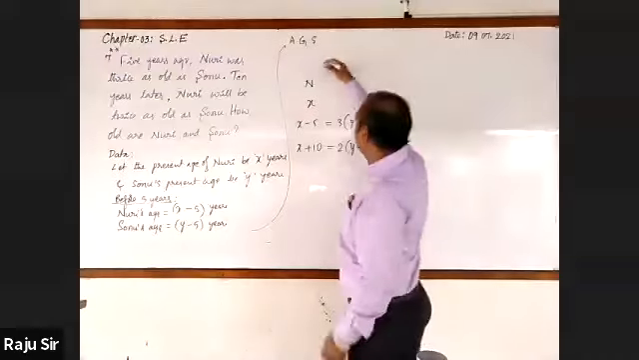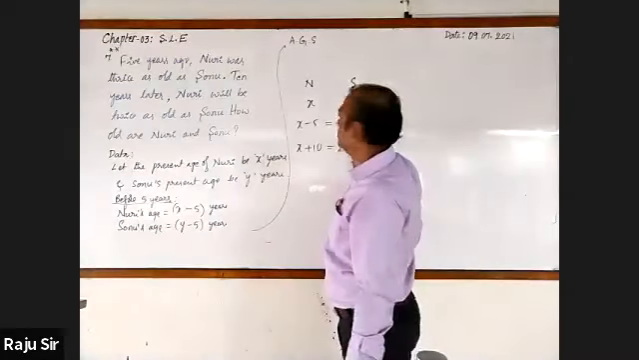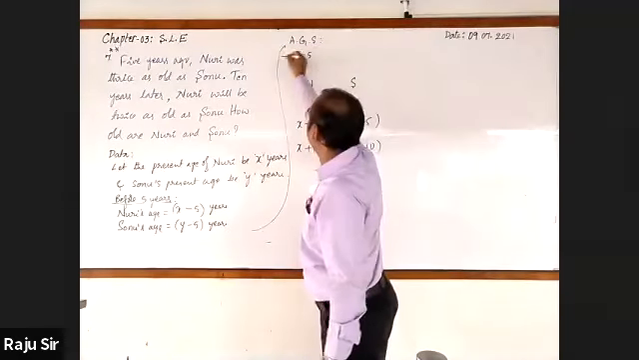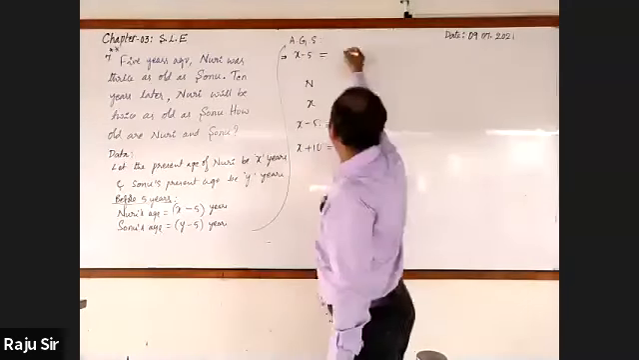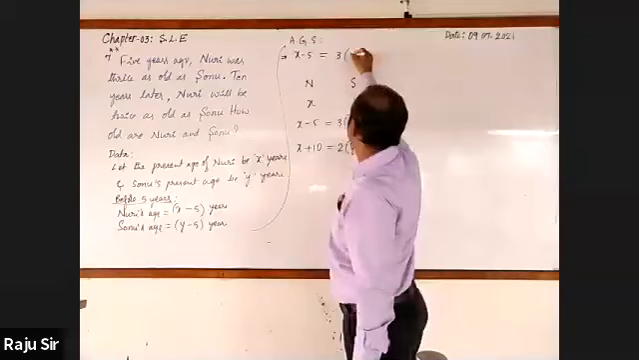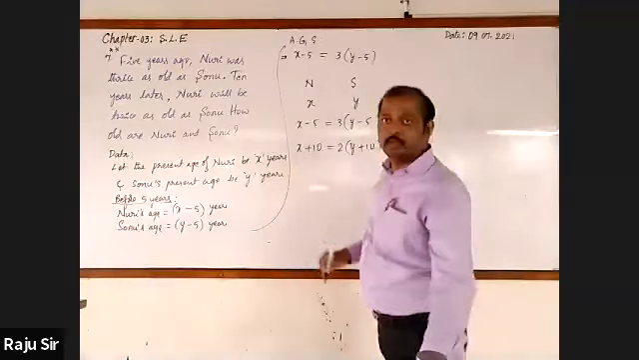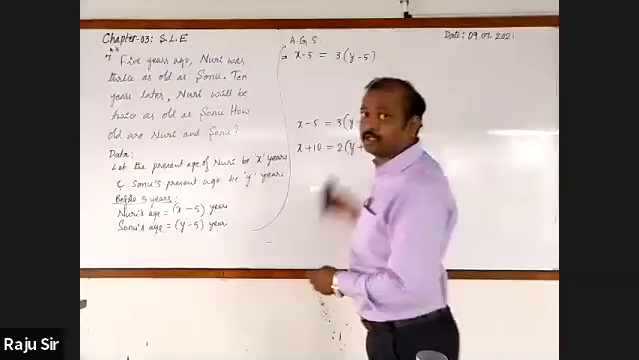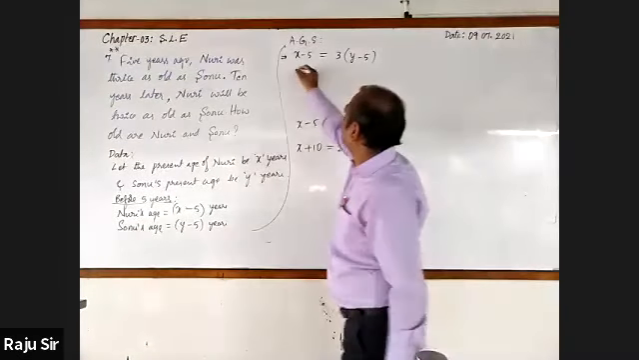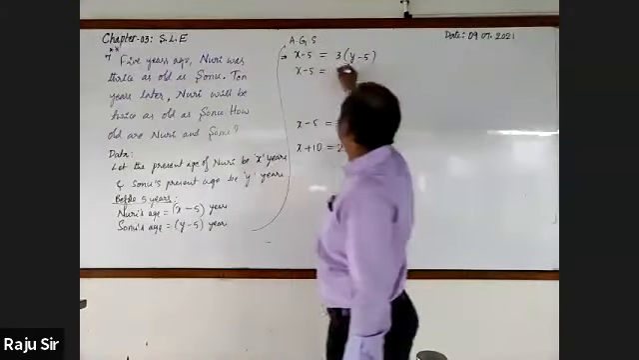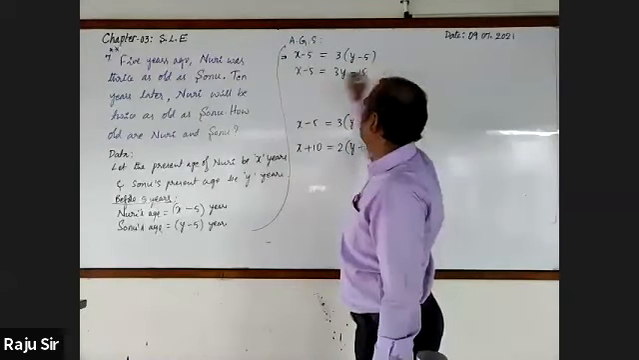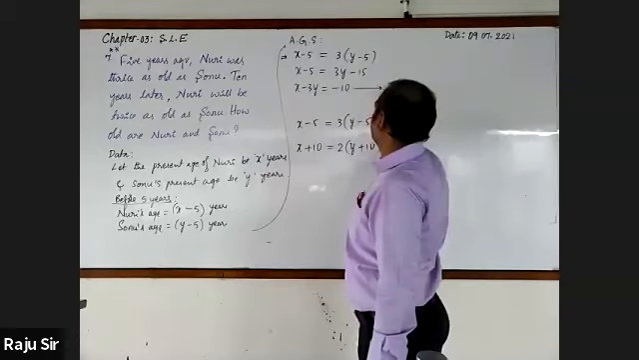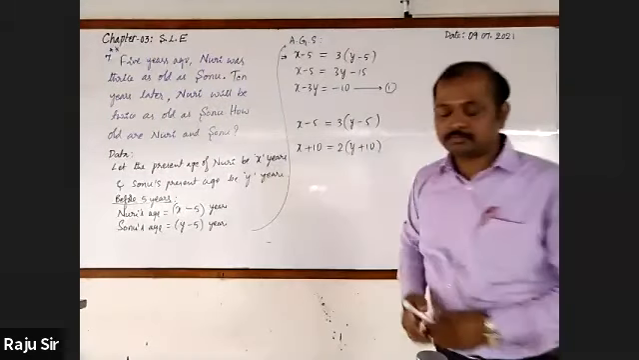Noori's age will be 3 times Sonu's age. Noori's age is x minus 5, which is equal to 3 times y minus 5. Form the equation. Here x minus 5 is equal to 3y minus 15. Then x minus 3y is equal to minus 10. Check whether you got the same.